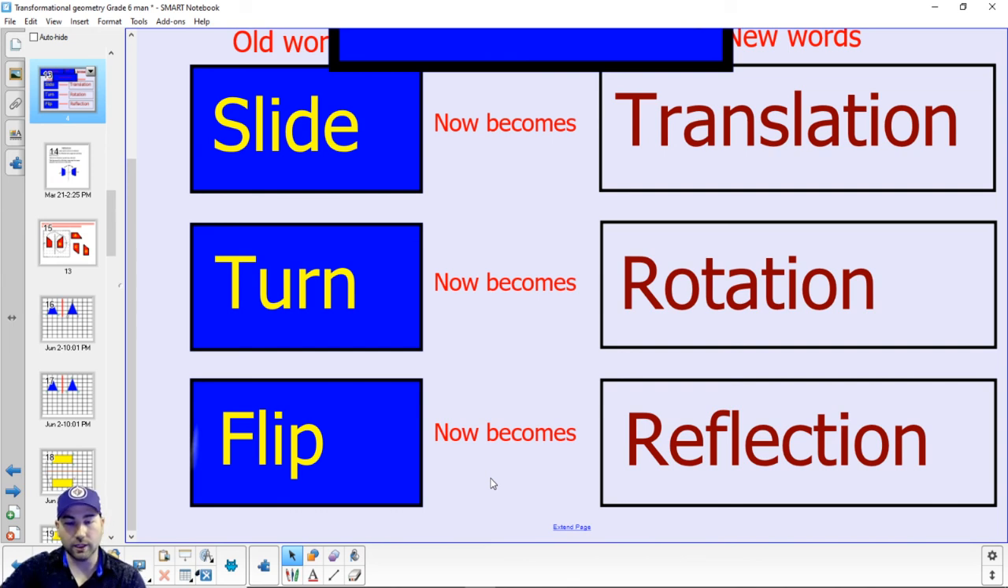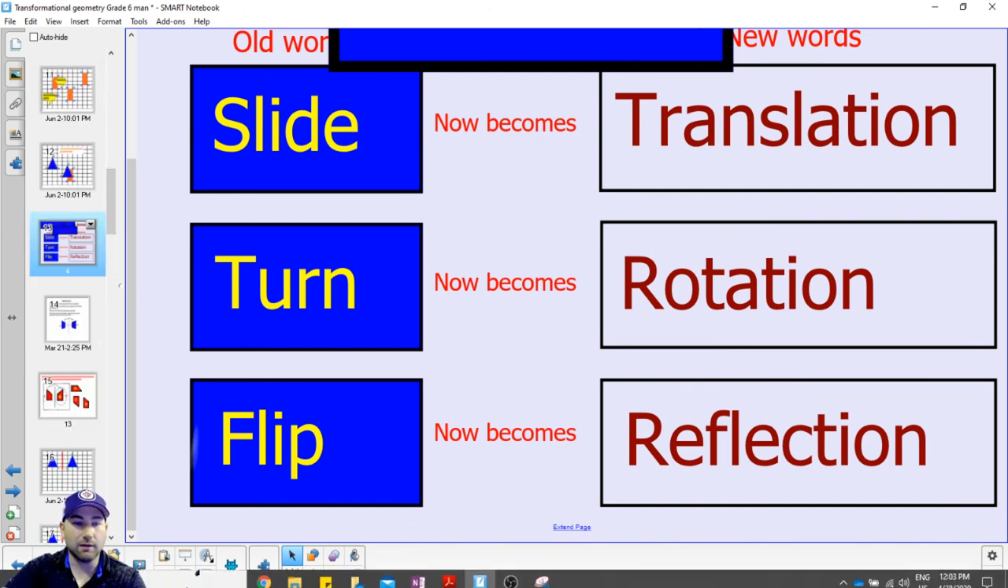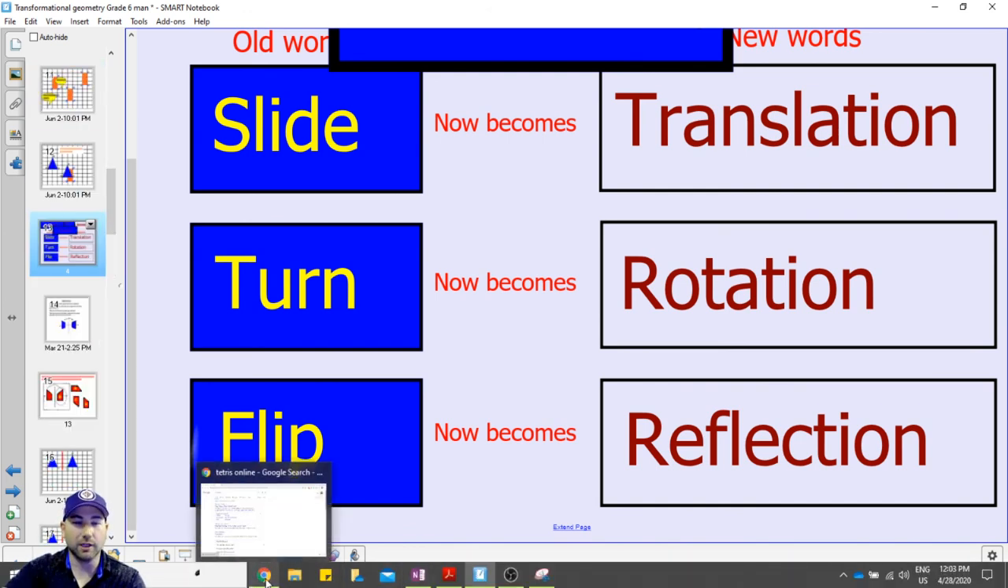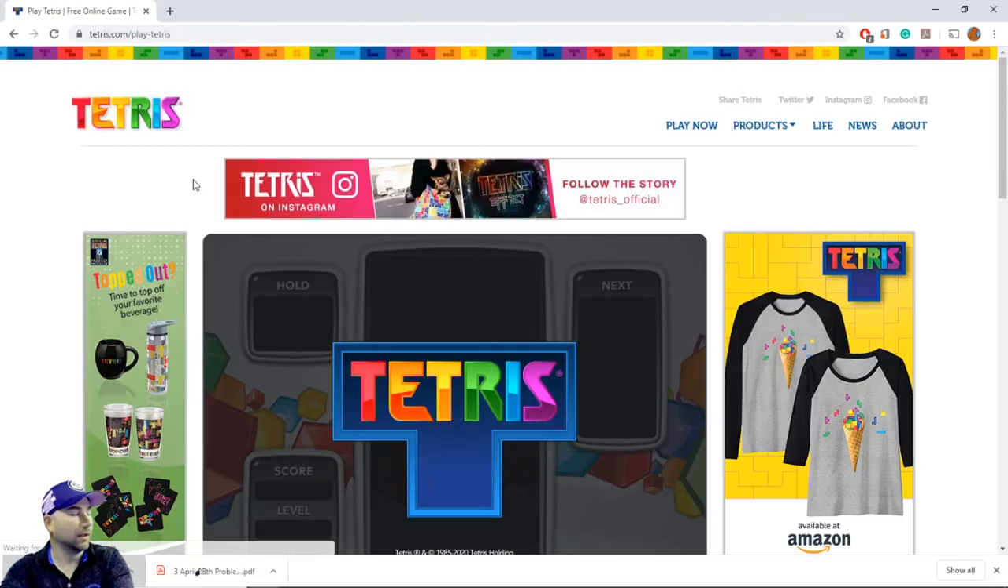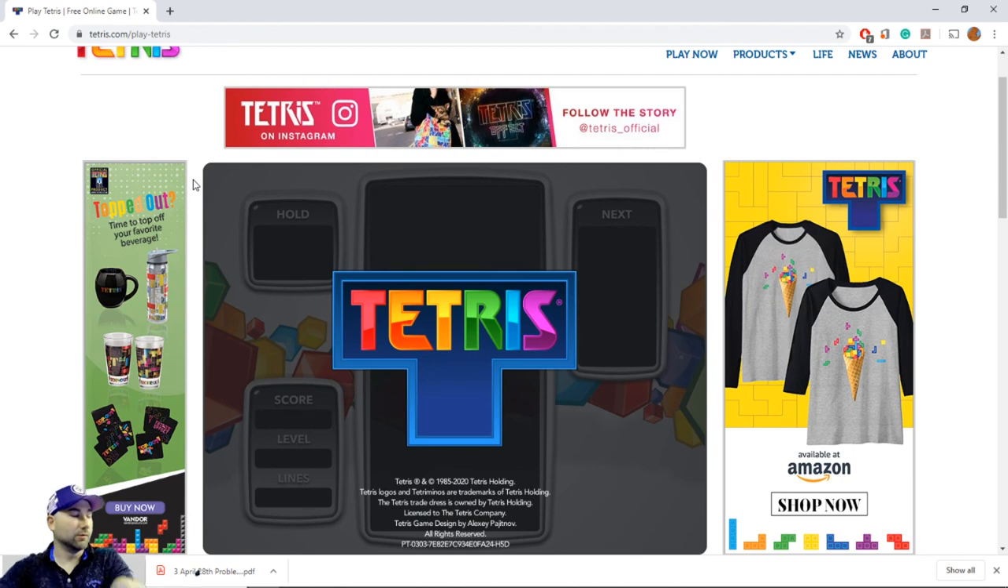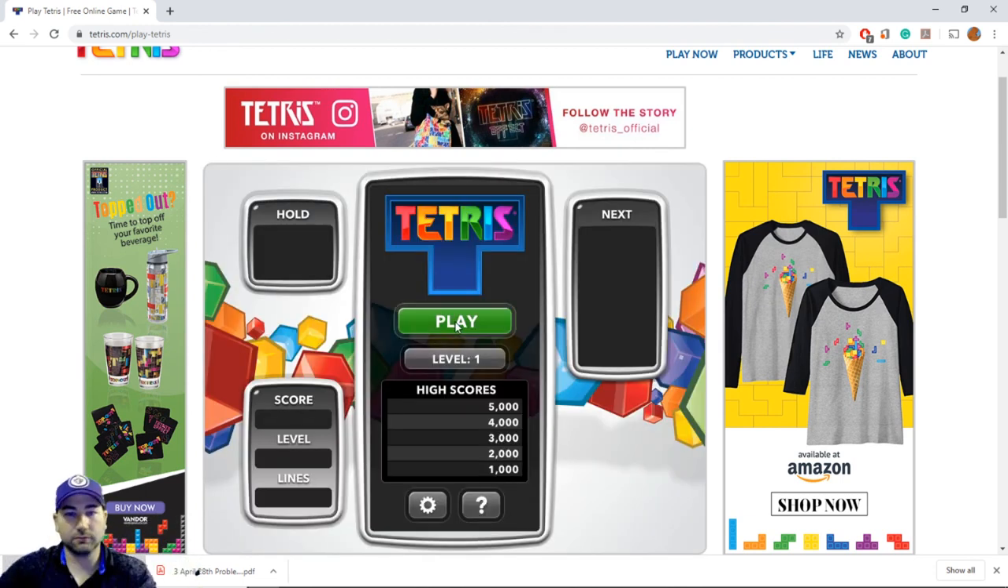Okay, so at the end of all this, this is basically for taking notes. It is an introductory lesson on how to do this, but I'm now going to go back and play a little bit of Tetris. So let's take a look and see if it means anything else to you now that we've learned a little bit about transformational geometry.